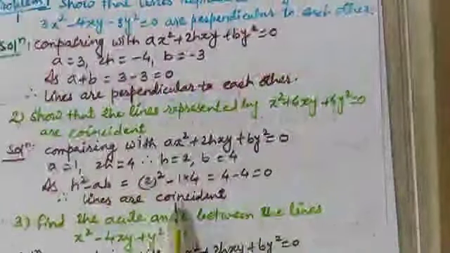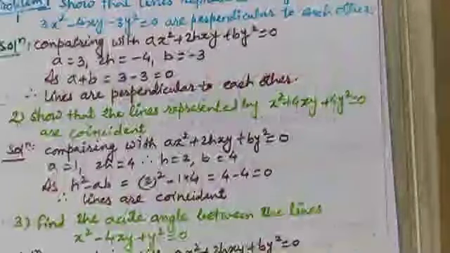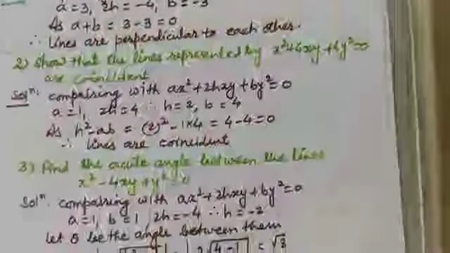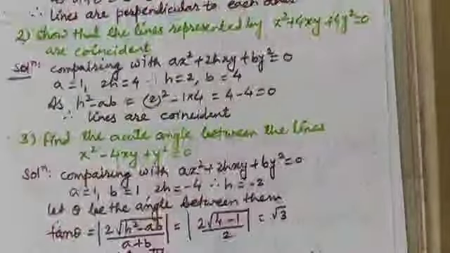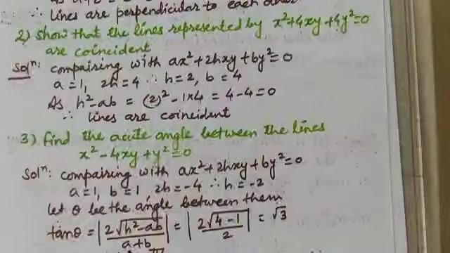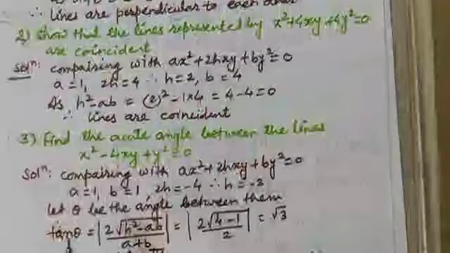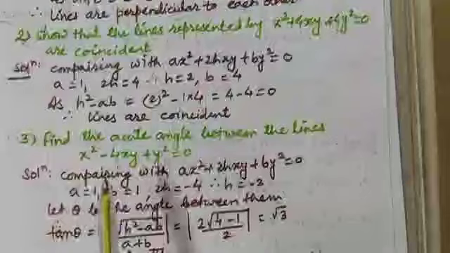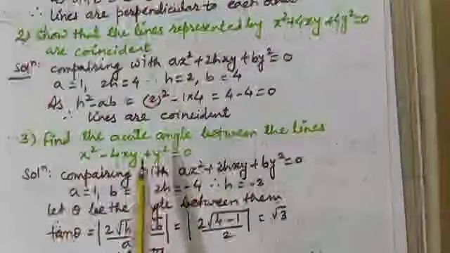h square minus ab is equal to 0. This is the condition. Now we are coming to the problem of solving, that is finding out the acute angle between the lines. We know the formula. First you remember the formula.